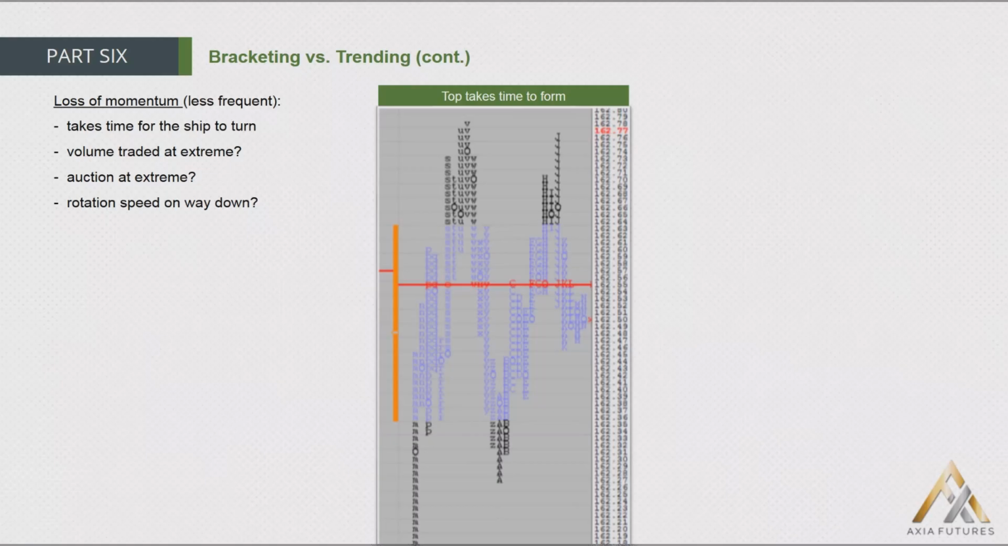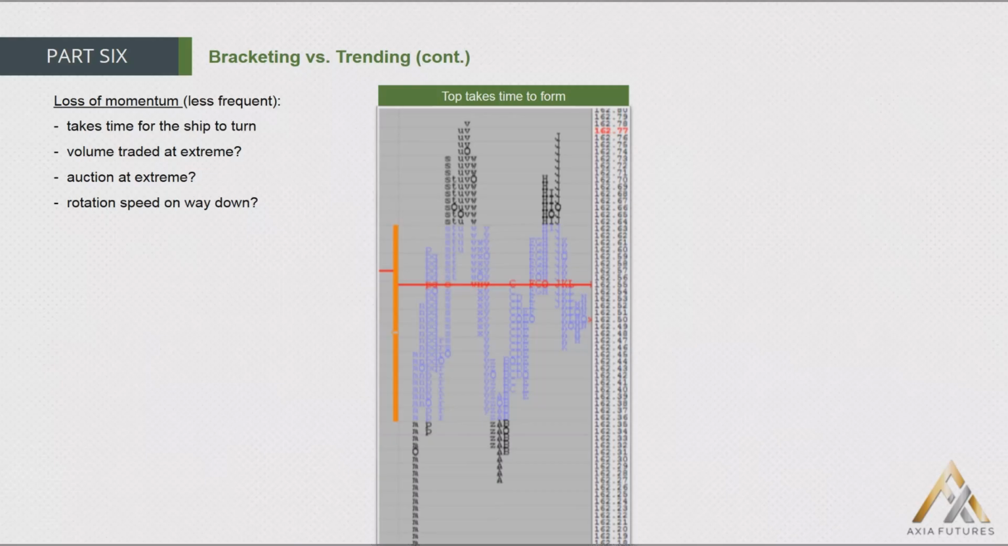Now, some of the questions we need to ask ourselves when we talk about these three different tops being formed is, firstly, remember, when a market is moving either up or down, I like to have a phrase and just remind myself that it takes time for a big ship to turn around.